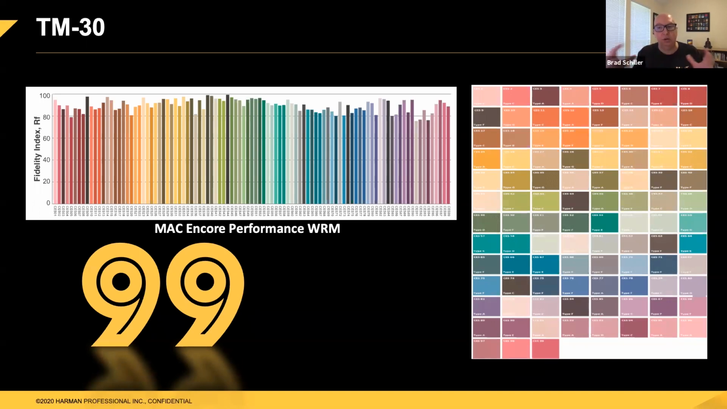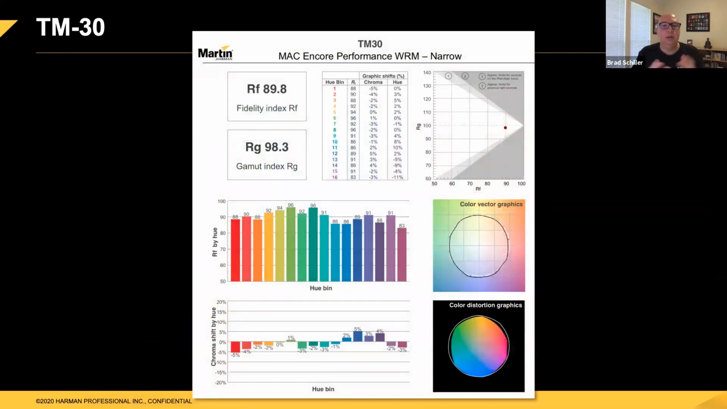And then there's a standard report that should be provided with the TM30. This is an example. This TM30 report here is from the Mac Encore WARM. You see the fidelity index is 89.8 and the gamut's 98.3. The closer to 100, the closer it is to being like the sun, being perfect, or in this case, an incandescent lamp because it's a WARM. And then the gamut tells you, if it's closer to 100, how well it's saturating. If it's lower than 100, it's undersaturating compared to that known source. If it's higher than 100, it's oversaturating.